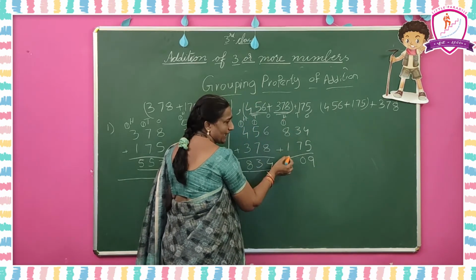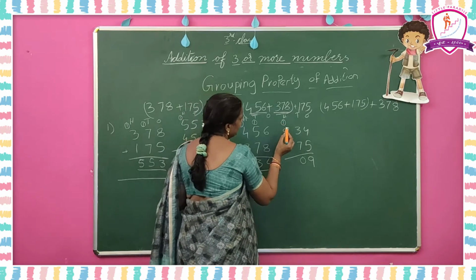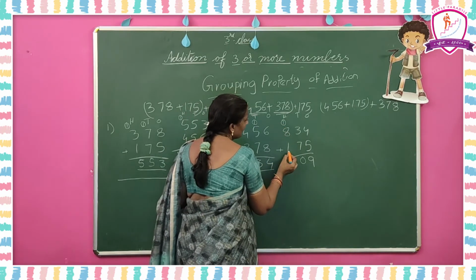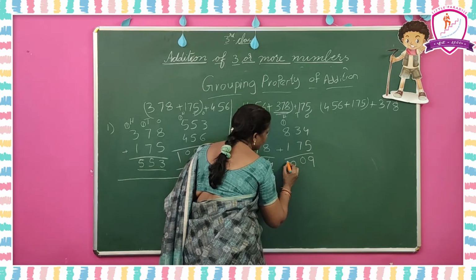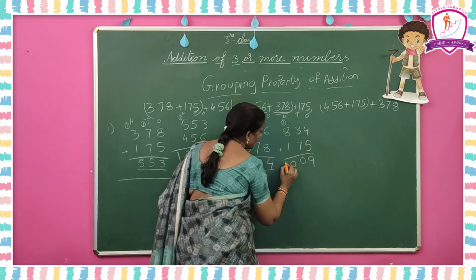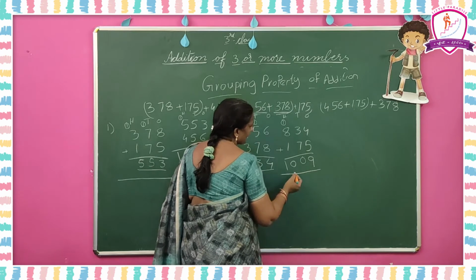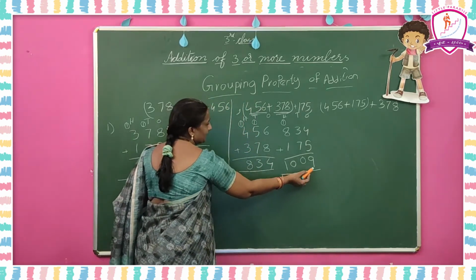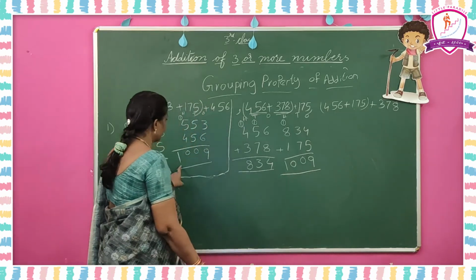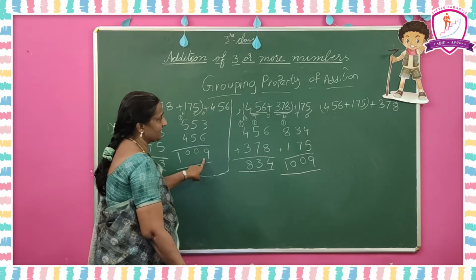Now we have to add the hundreds column. 1 plus 8 is 9 plus 1 is 10. That means write 0 under the hundreds column, take 1 in the thousands column. We got the answer 1009. Here also we got 1009. Okay.